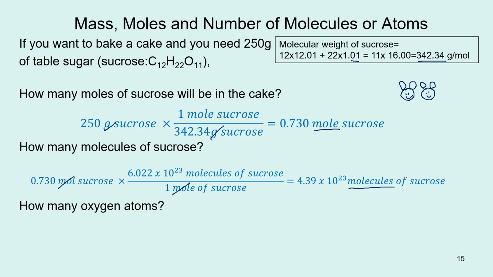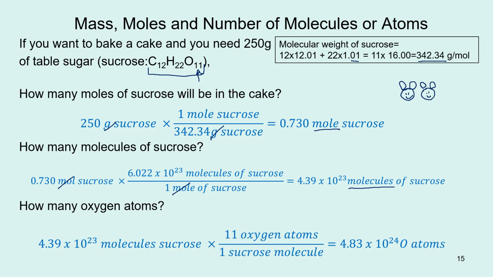In this case, because I have a molecule, for every one molecule, I have 11 oxygen atoms. So there'd be 11 times the number of molecules of sucrose. So for 4.39 times 10 to the 23rd molecules, there are 11 oxygen atoms for every sucrose molecule. So there's 11 times as many oxygen atoms.